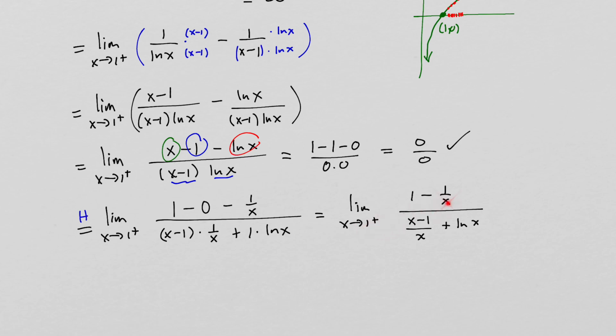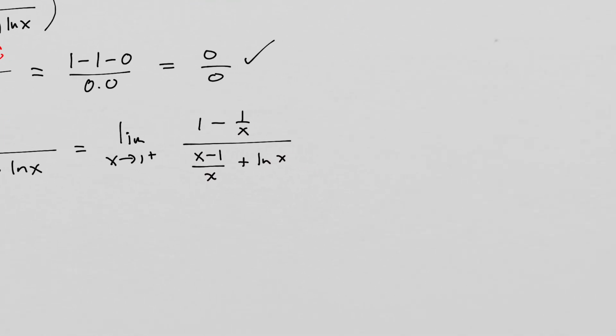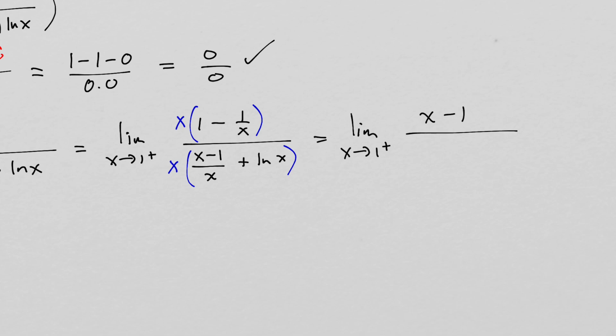Now, if you plug in 1 again, you will get 0 again here, and you will get 0 again here. But I really don't want to take a derivative of this thing. So what I'm going to do is multiply the top and bottom by x to get rid of that complex fraction. So that gives me the limit as x approaches 1. I'm going to have x minus 1 in the numerator, right? When I multiply this and this, and then in the denominator, the x's cancel, and we get x minus 1, plus x times the natural log of x.